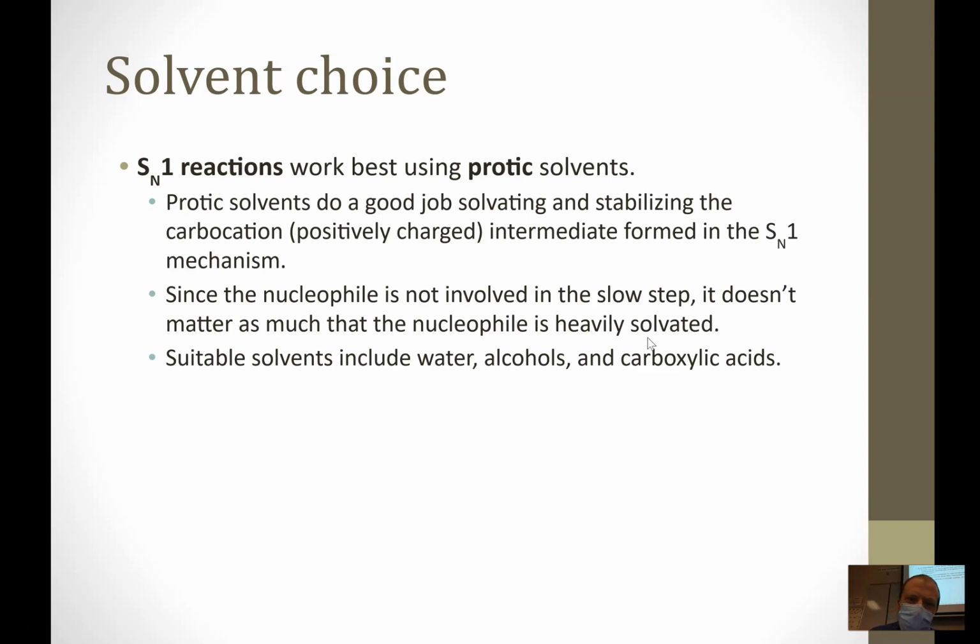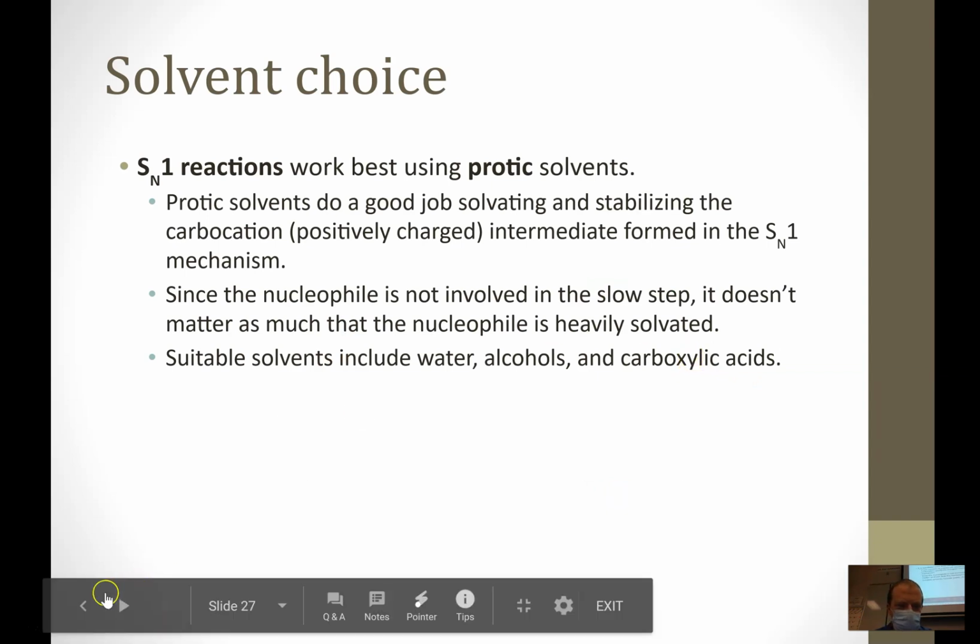For Sn1 reactions, you do want protic solvents because part of the process is a carbocation, and they can help stabilize that. The nucleophile isn't involved in the slow step, so it doesn't really matter if it's caged in that sense. It's not going to slow down the reaction. So you could use water, alcohol, carboxylic acids. Questions about that?